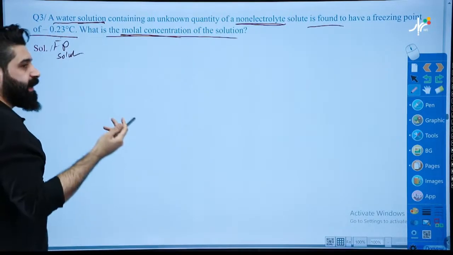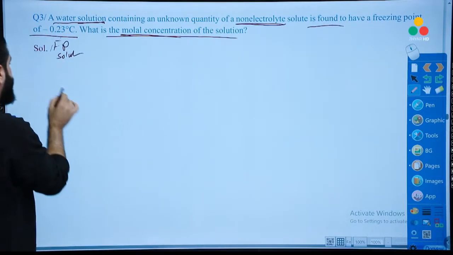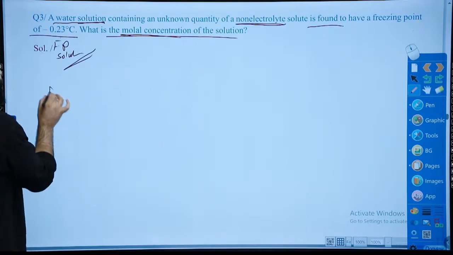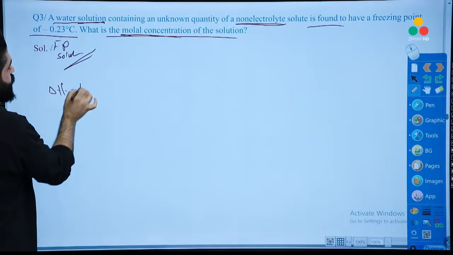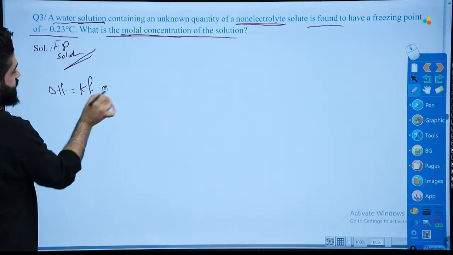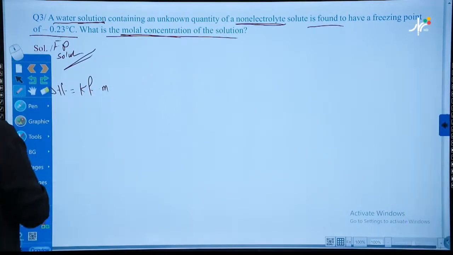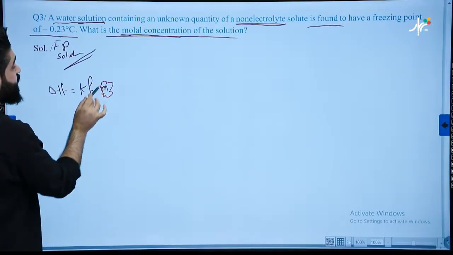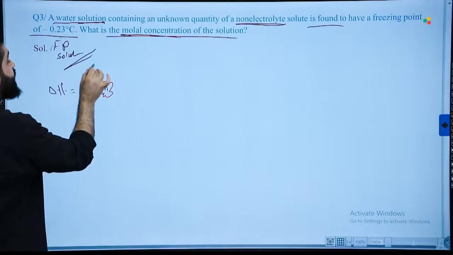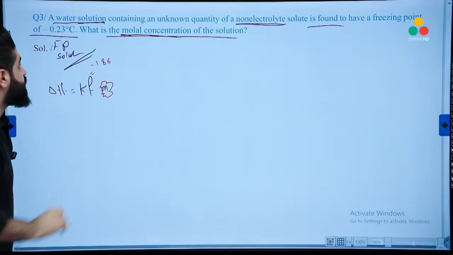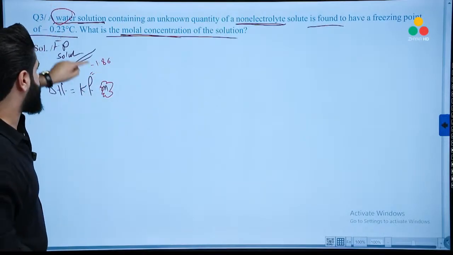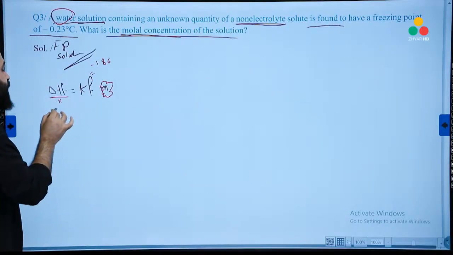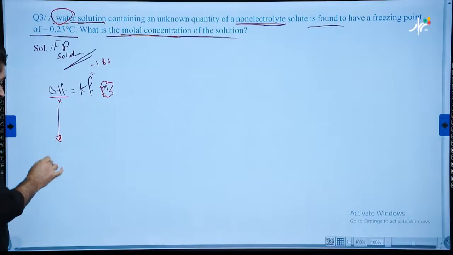So you should know both rules for the freezing point. I'll start from the one that contains molality. Delta TF equals Kf times molality. Cool. We need to find molality. But to do this, we need to have Kf. Yes, we have Kf, negative 1.86, because the solvent is water. Okay, you should memorize this. Remember? Good. How about delta TF? We don't have it. Let's get delta TF here.